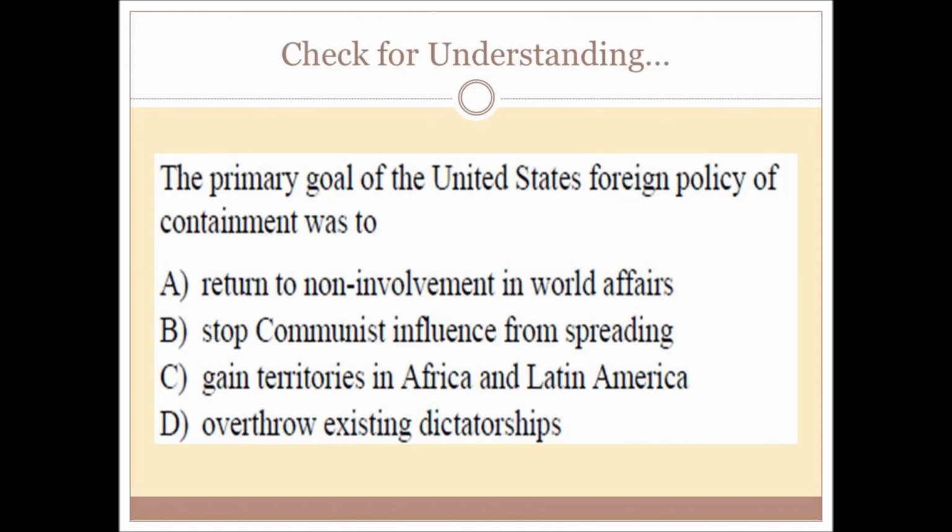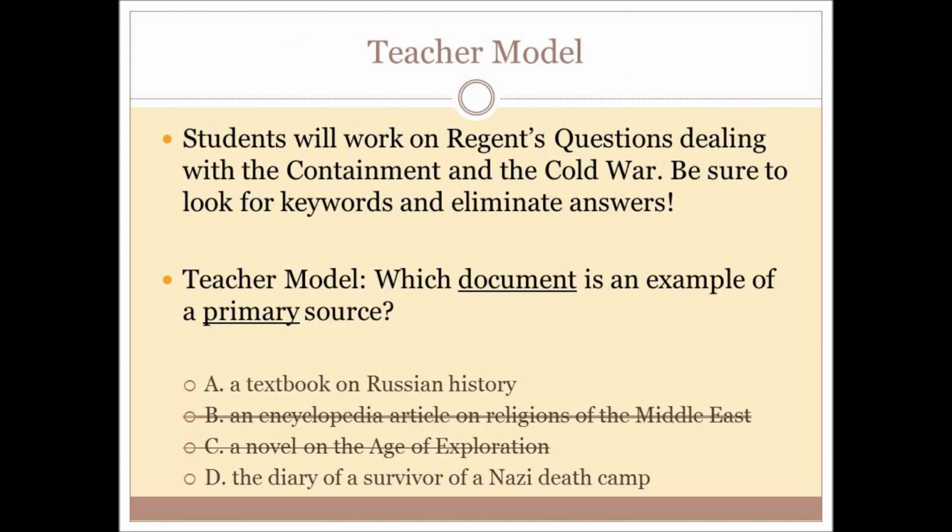All right. Your check for understanding today. The primary goal of the United States foreign policy of containment was to: A. Return to non-involvement in world affairs, B. Stop communist influence from spreading, C. Gain territories in Africa and Latin America, or D. Overthrow existing dictatorships. And we will talk more about that answer tomorrow.